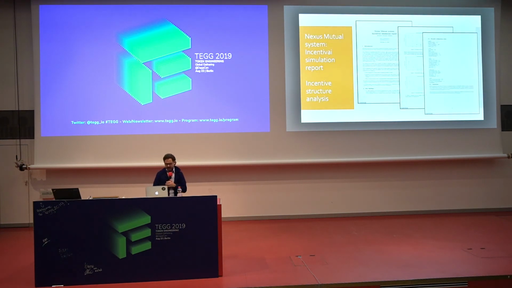And here's something else. This is an analysis of a specific project called the Nexus Mutual System, right? So an incentive simulation report, a 17-page report or something like that. And this is very much reminiscent, at least to me, of a security audit, right? When you build a system, it could be as simple as a set of contracts, could be a complex system that's written in C++ for all I care.